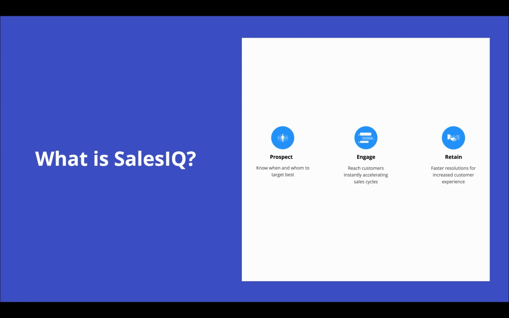Zoho SalesIQ offers you features to know who and when to target best. It helps you reach out to customers instantly, accelerates your sales cycles, shortens the sales funnel, and gives faster resolutions to provide improved customer experiences. So you have a huge list of features that are available inside Zoho SalesIQ. Once you start exploring the platform, you'll find out more about them.